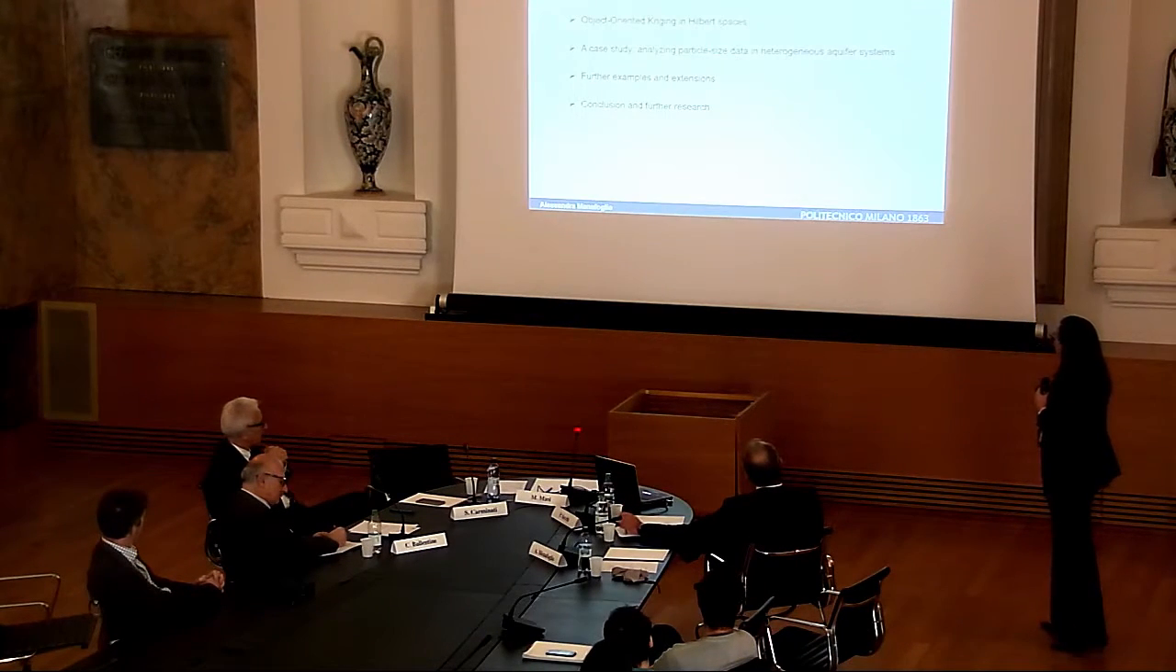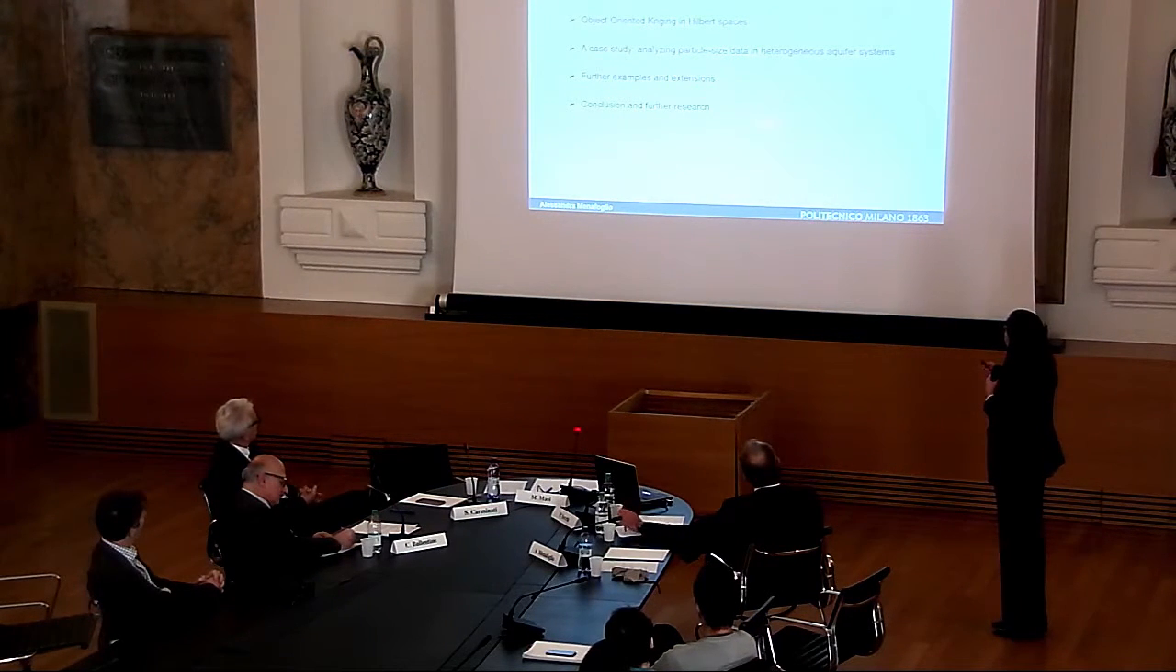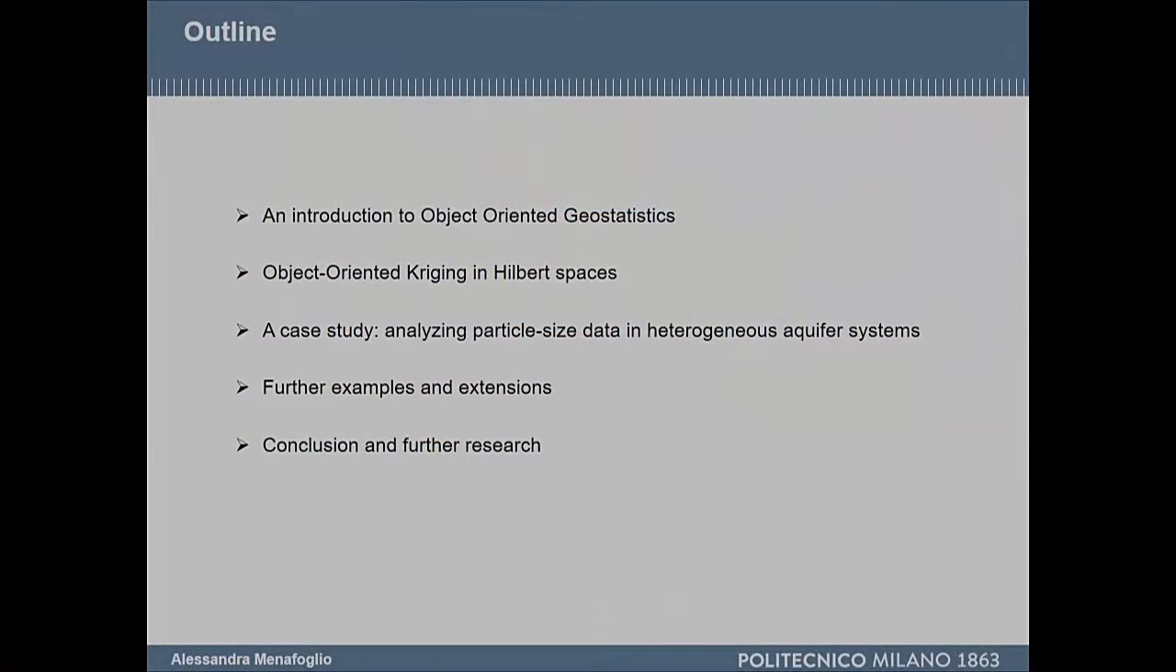So this is the outline of my presentation. I will start with a brief introduction to object-oriented geostatistics and the way in which we understand object-oriented data. Then I will talk about kriging in Hilbert spaces. I will illustrate a case study that really motivated us to go on with this general approach. And I will show you some further examples and extensions of this work to other applications. And I will conclude with some further research.